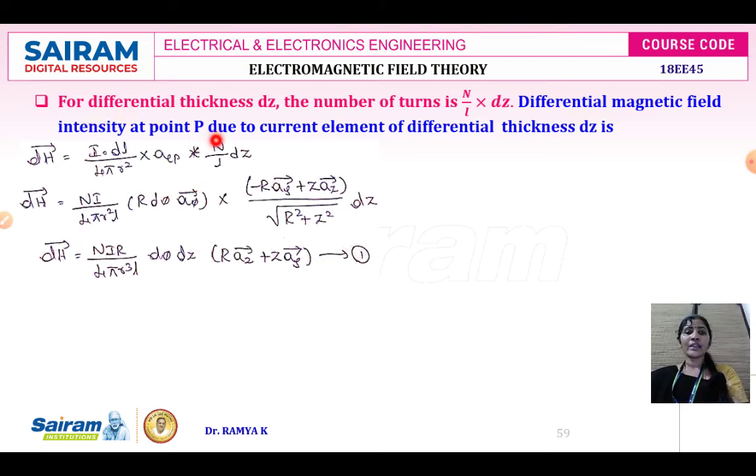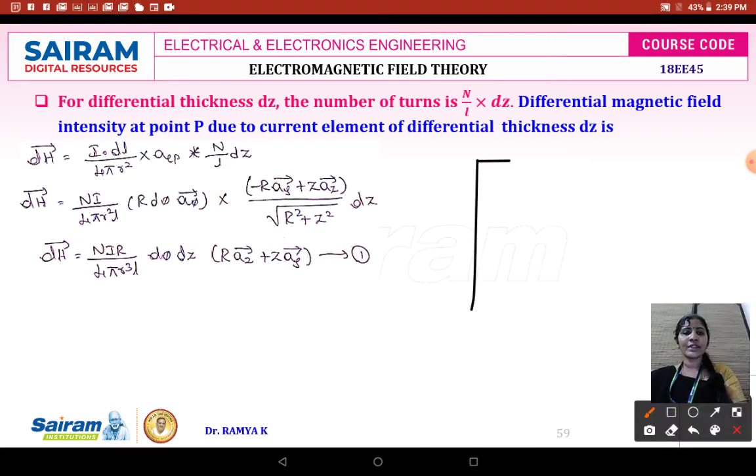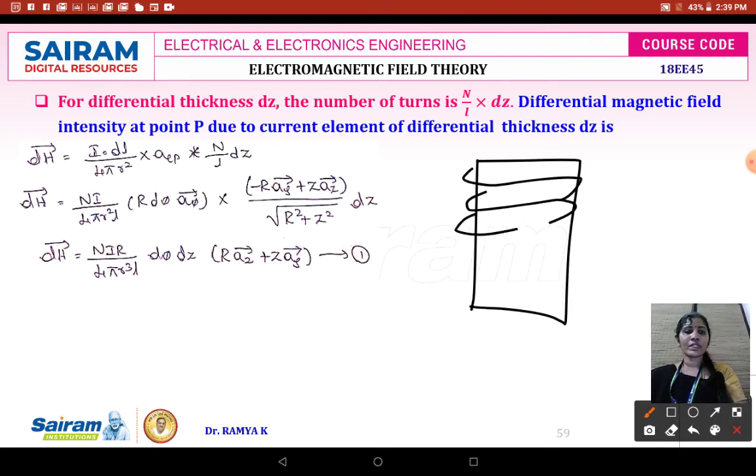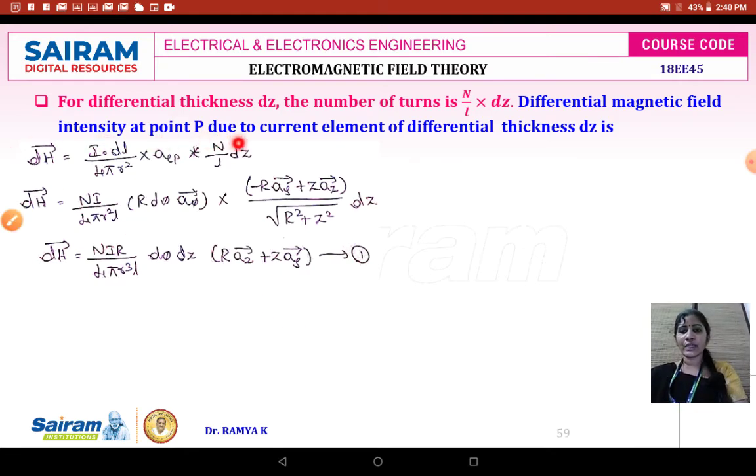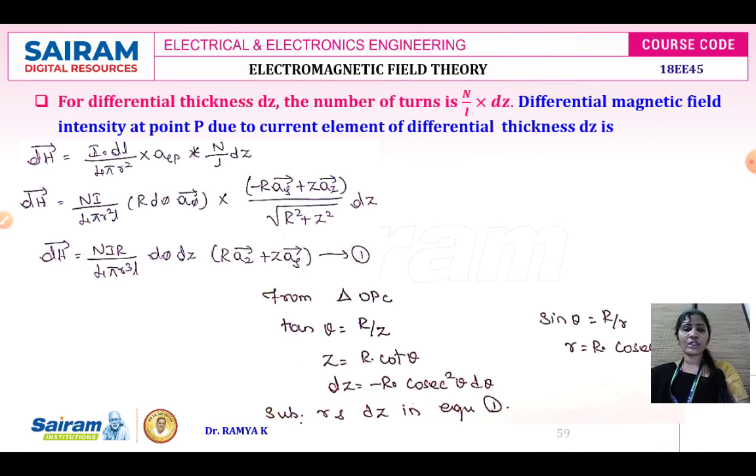If you have N by L, that is for the differential thickness, what will be the number of turns? If you have a cylinder, it is having N number of turns. If the number of turns is going to be N and the length of the conductor is going to be L, then for this complete length, the number of turns is N divided by L, that is turns per meter length. Therefore, for small dz distance, multiply by dz. If you do so, you will get this particular equation. Then aR is nothing but your unit vector from the source to the field point. When you solve this, you will be getting the answer.